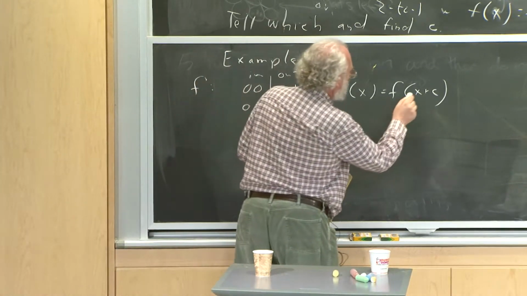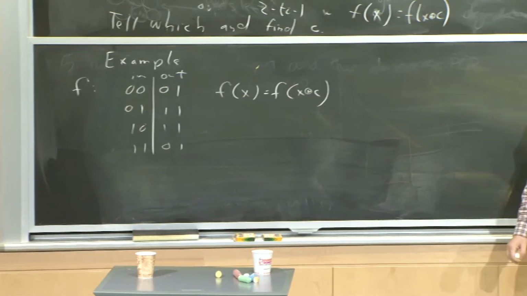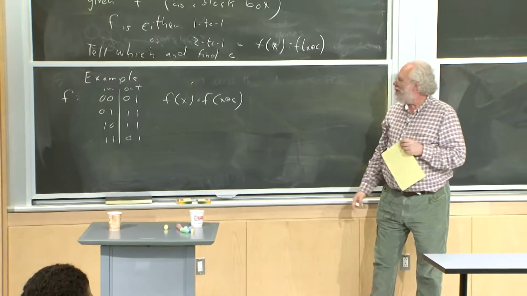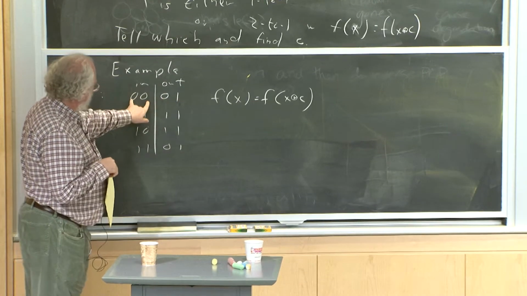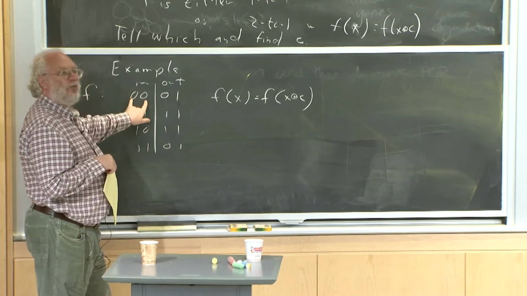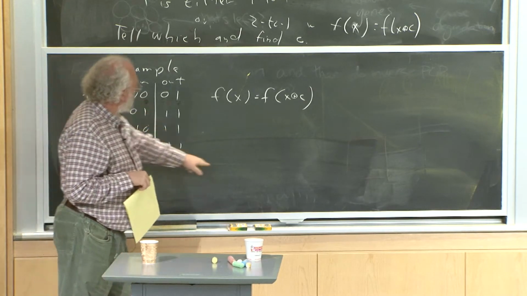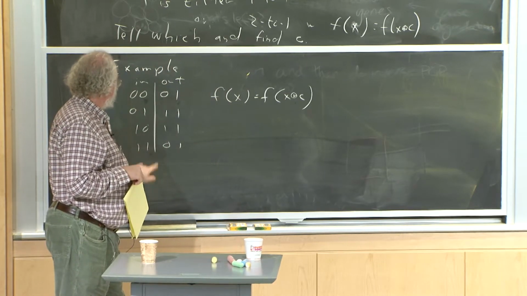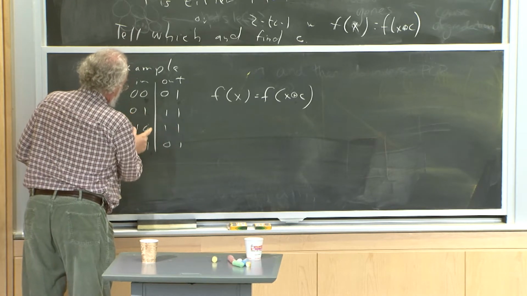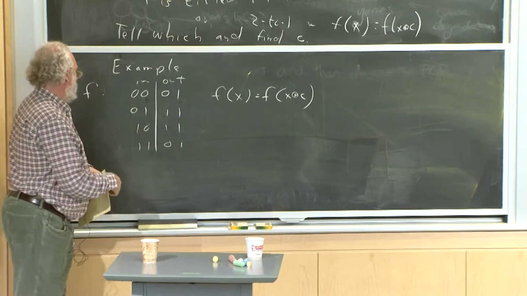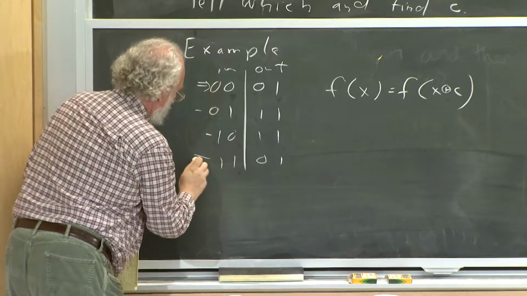I should say x plus c in terms of exclusive or. Yes, 1,1, because you take 0,0 and add 1,1 binary with no carry, and you get 1,1. That's what exclusive or means. Similarly here, you take 0,1 and add 1,1 to it, you get 1,0. So these two are related by c, and these two differ by c.